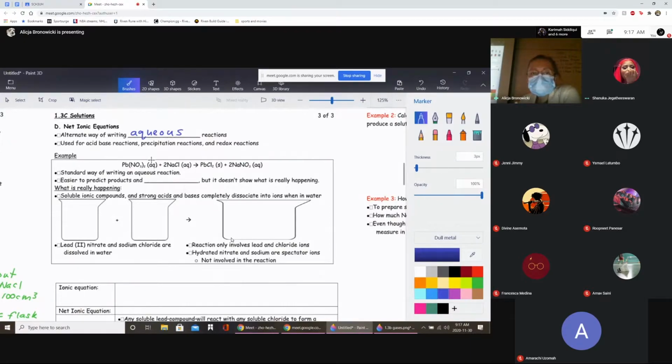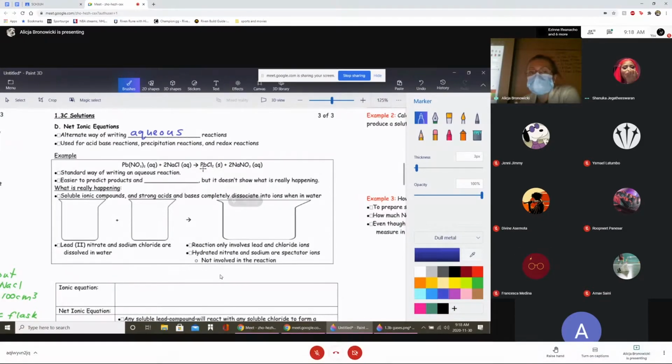So I have two things that are dissolved in water. If you were doing this reaction, you would have a clear solution, and you would mix it with another clear solution. What does this solid mean? Is it a precipitate that forms in the solution? Beautiful, you get a precipitate.